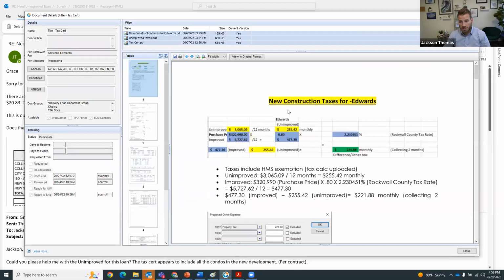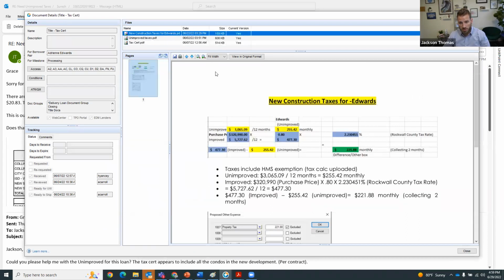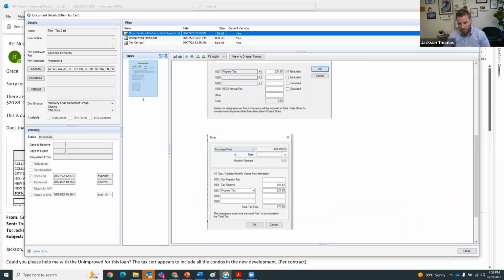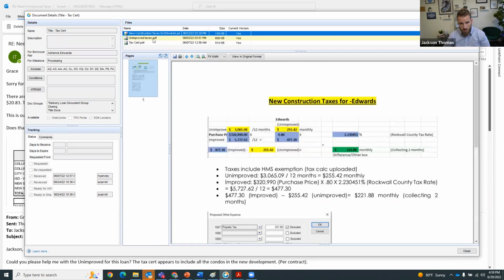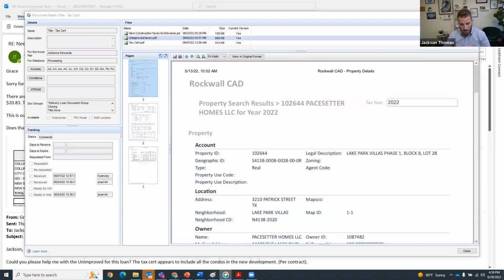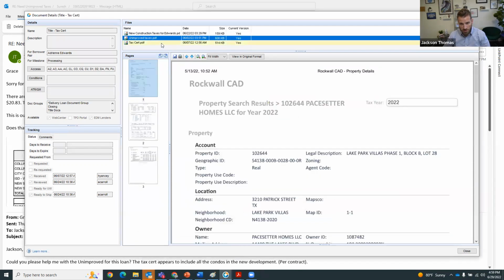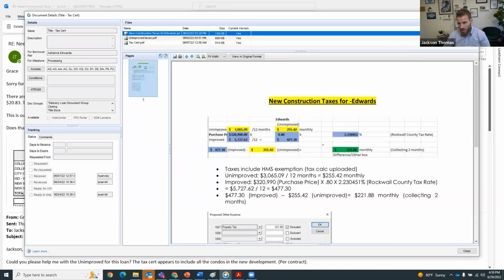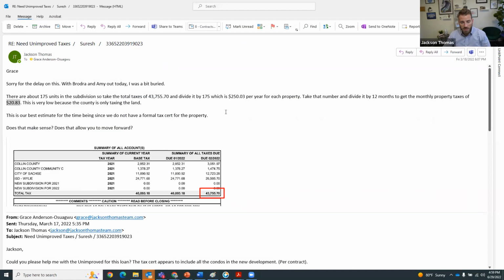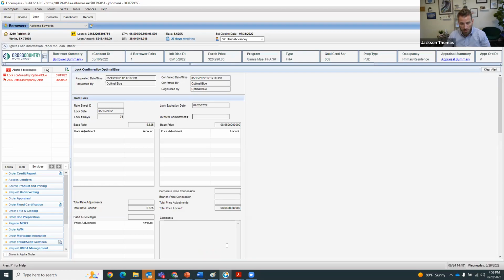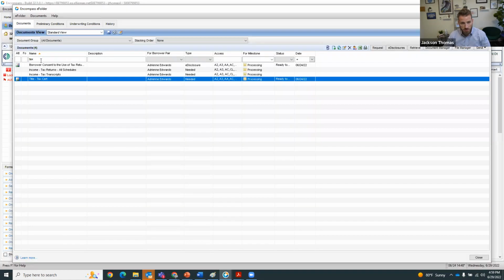Then what you're going to do is note that on the processing cover sheet, and then the processor is going to be responsible to come back. So this is a good file, Edwards, where the processor can make some notes here. This is actually a great example, both Ryan and Grace did this one. The two of them together did a good job on this, looking at your tax certificate, unimproved taxes, and new construction tax breakdown. Then you would put in $50 as a placeholder.